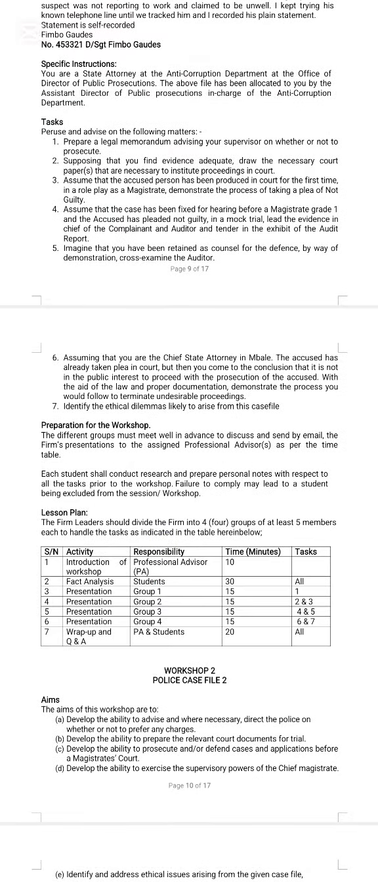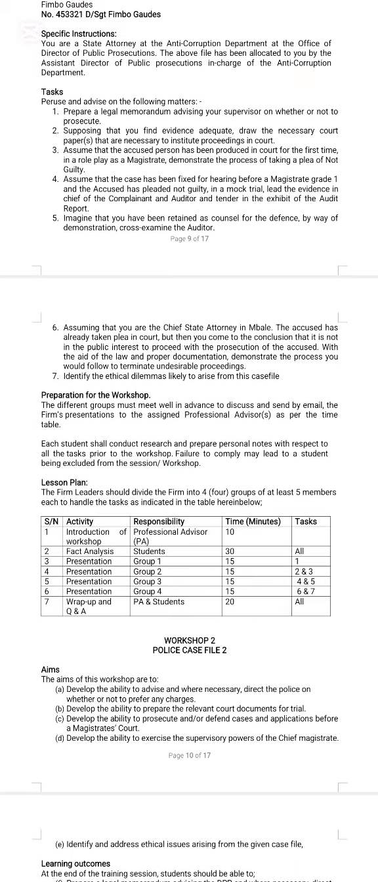Task: peruse a legal memorandum advising the supervisor on whether or not to prosecute. So basically, here we're going to be identifying offenses, and here we're looking at offenses under the Anti-Corruption Act to include corruption, abuse of office, fraudulent accounting. We can also include forgery, among others. Supposing that you find evidence adequate, draw the court papers that are necessary for proceedings in the court. So basically, here we're going to do a charge sheet because we are still in the magistrate's courts. We shall be drawing a charge sheet.